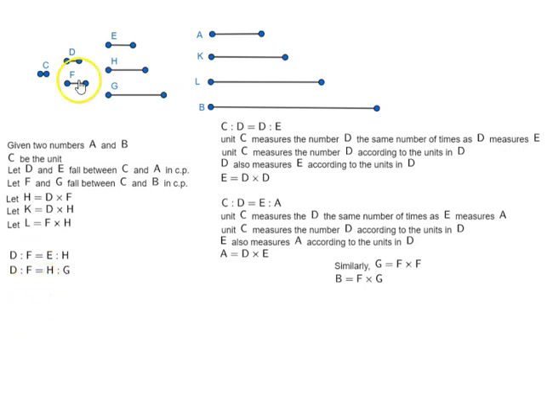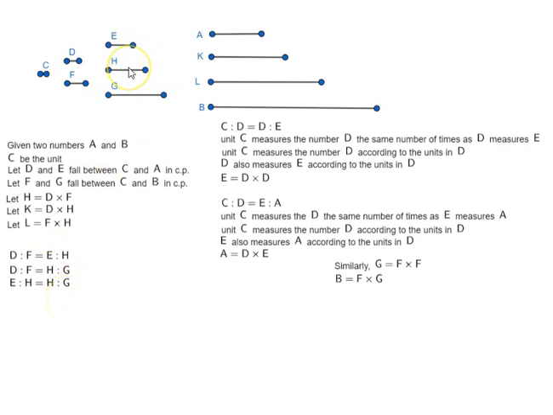Now, similarly, D is to F as H is to G. D measures H. Why? Because H is equal to D times F. Similarly, F measures G. Why? Because G is equal to F times F. So we can write it as a proportion. Now, here if you notice, D is to F is there on the left hand side in both of these. So we can write it as E is to H is equal to H is to G.